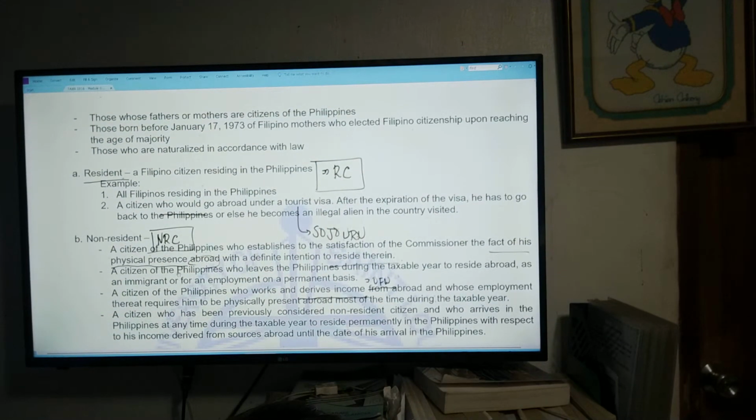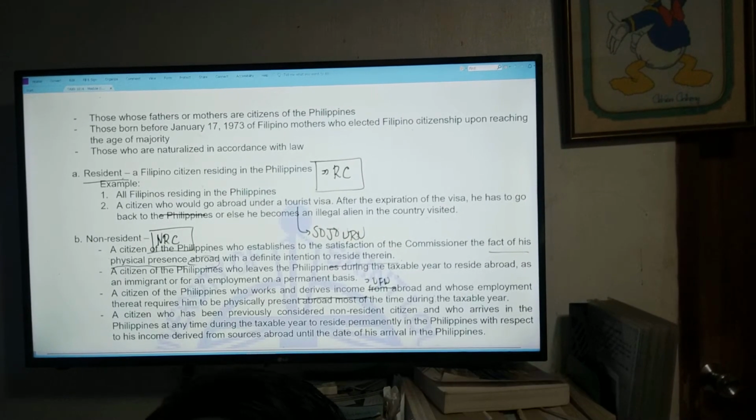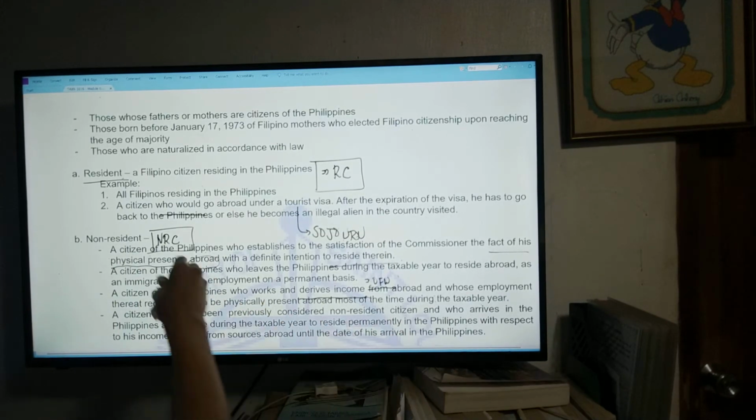Wait lang. I'll give you the time to make a screenshot muna. Okay, class. So I believe na nakapag-screenshot na kayo.